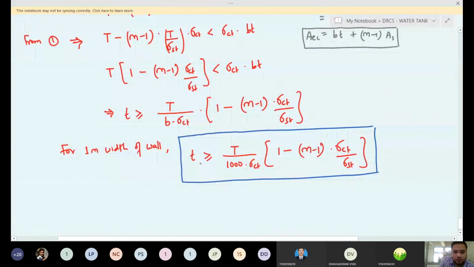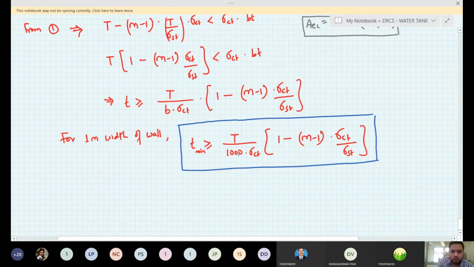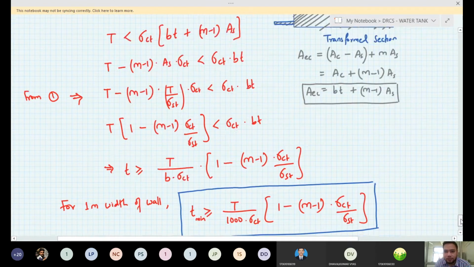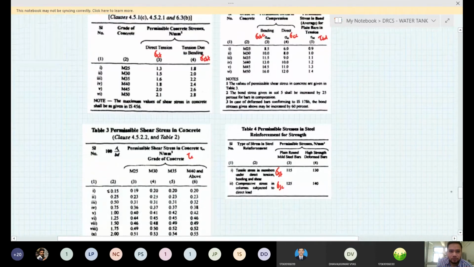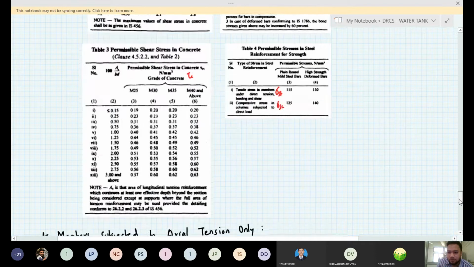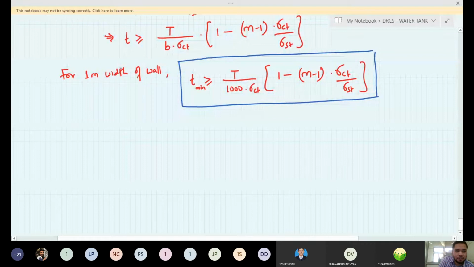So this is the minimum thickness required to resist the tension T in a wall of 1 meter width. We know the values of sigma ct and sigma st from the tables above. For different grades of concrete we have the value of sigma ct, and we have the values of sigma st for different grades of steel. For simplicity we can present this in the form of a table.